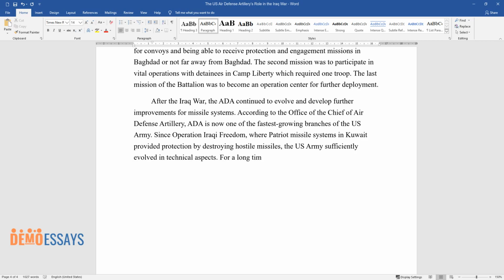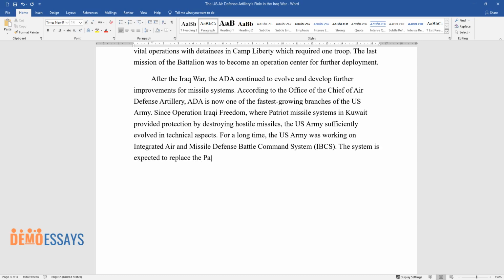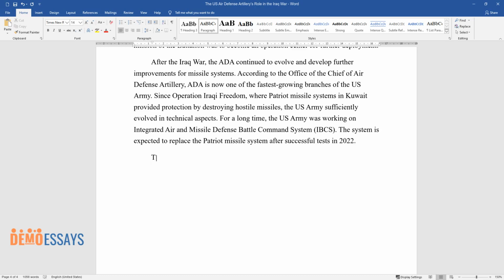For a long time, the U.S. Army was working on the Integrated Air and Missile Defense Battle Command System, IBCS. The system is expected to replace the Patriot missile system after successful tests in 2022.